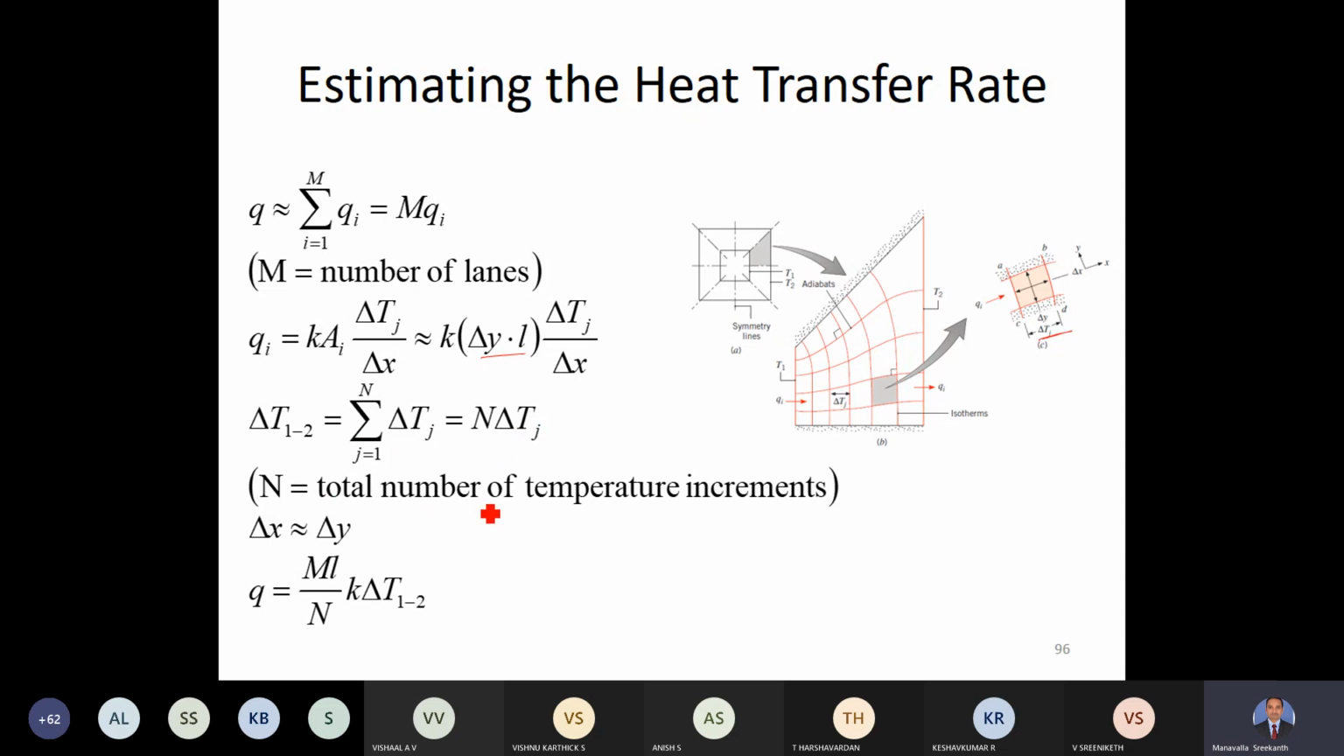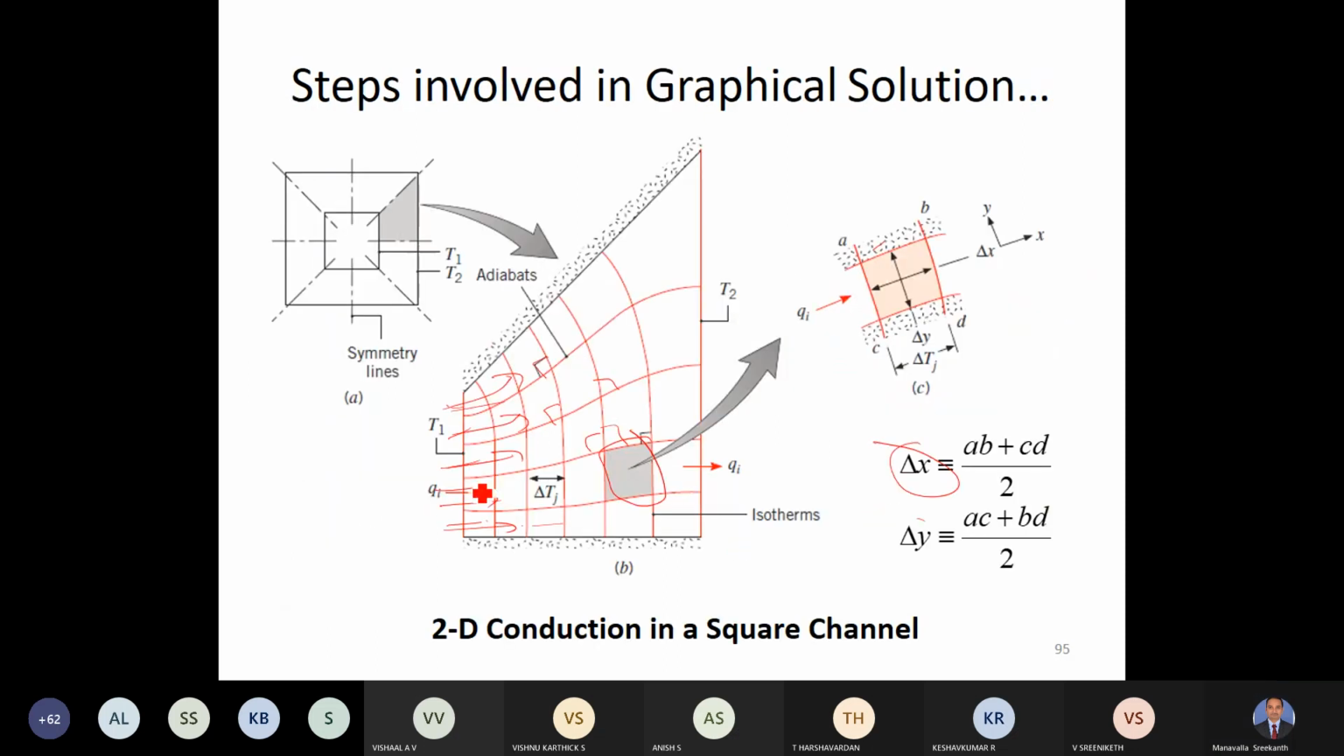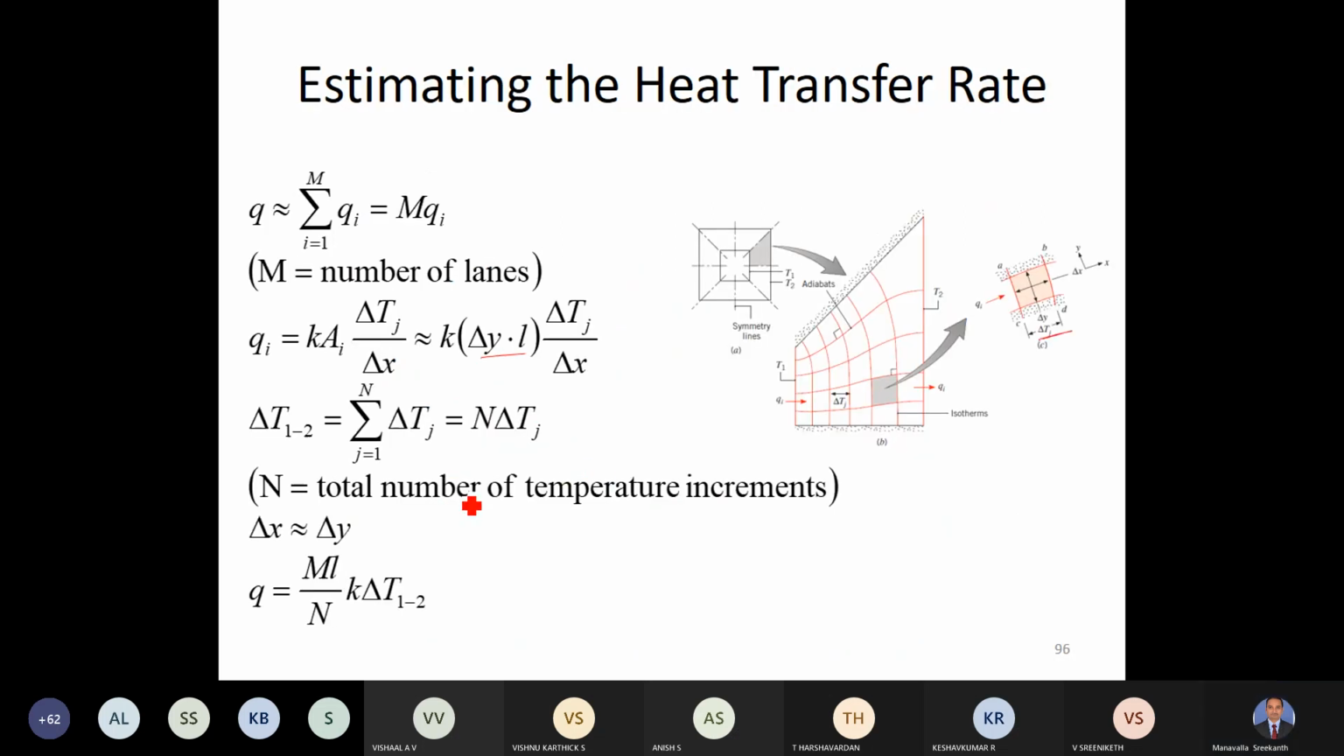So n is equal to the total number of temperature increments. In this particular thing, you can see 1, 2, 3, 4, 5, 6. So these are the temperature increments. So the number of lanes are 1, 2, 3, 4, 5. 5 lanes and 6 temperature increments. So n is the total number of temperature increments.